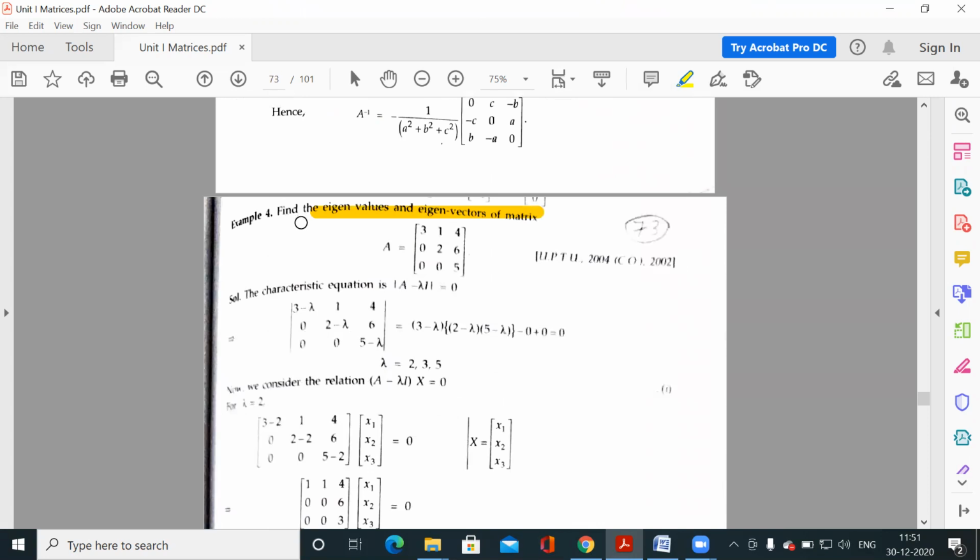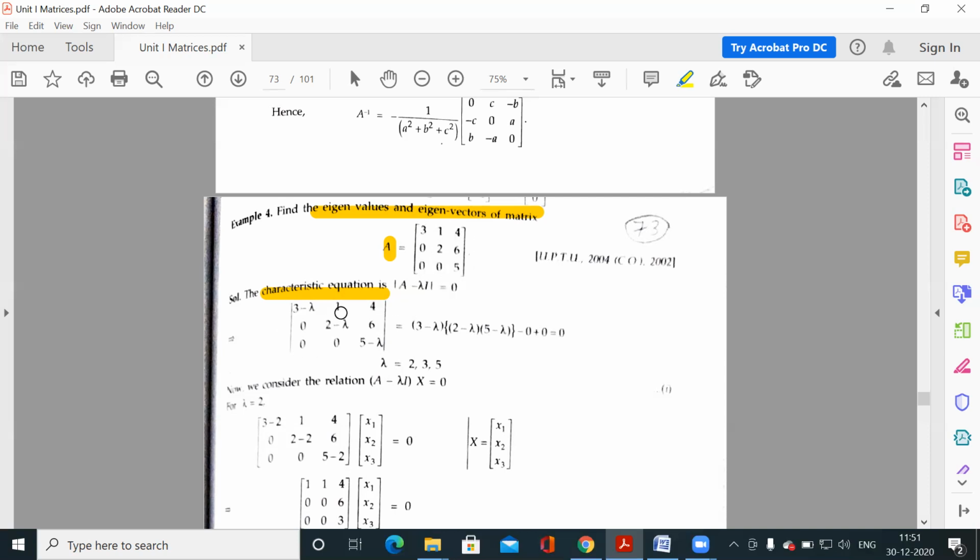Now the first question is to find the eigenvalues and the eigenvectors of this matrix. This is a square matrix of order 3. To find the eigenvalues, first we need the characteristic equation, which is the determinant of A minus lambda I equal to 0. From the diagonal elements of matrix A, we subtract lambda, so we get 3 minus lambda, 2 minus lambda, 5 minus lambda.